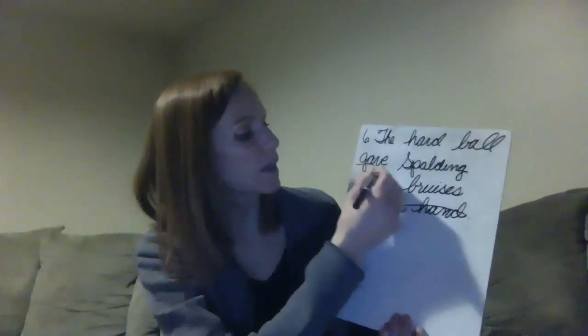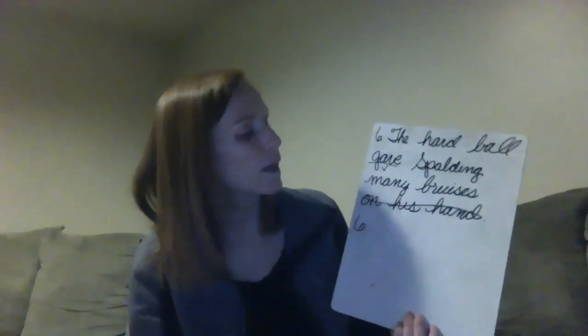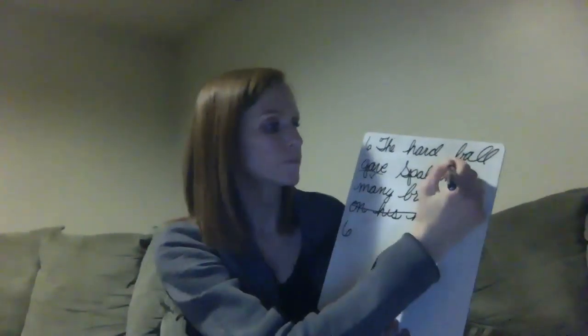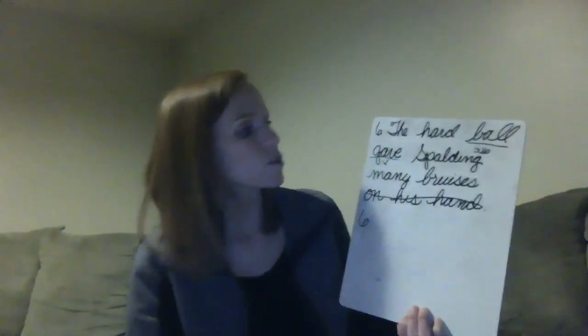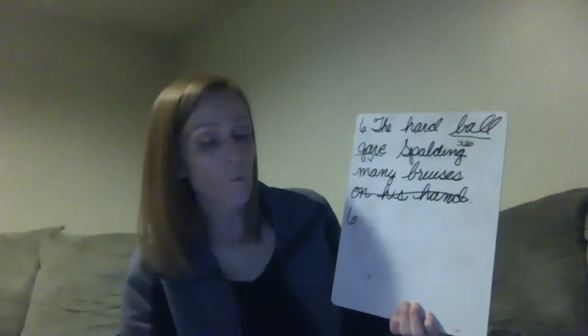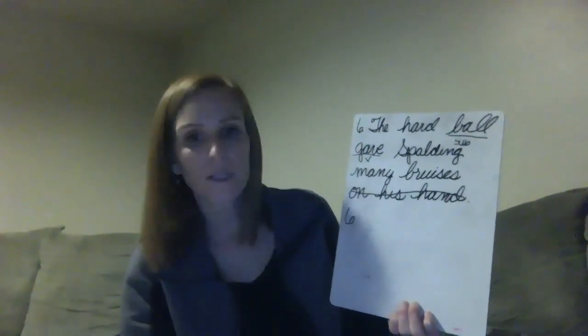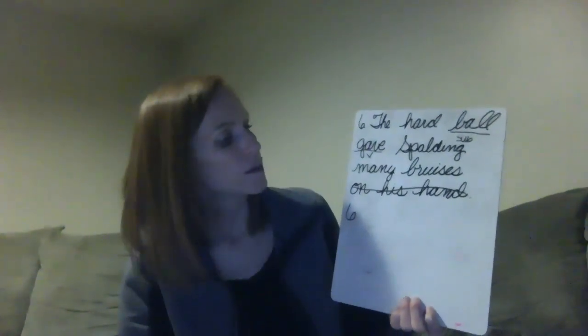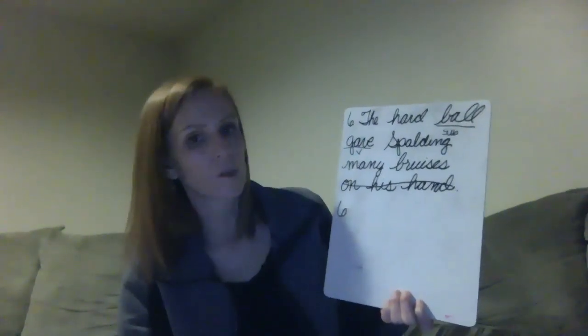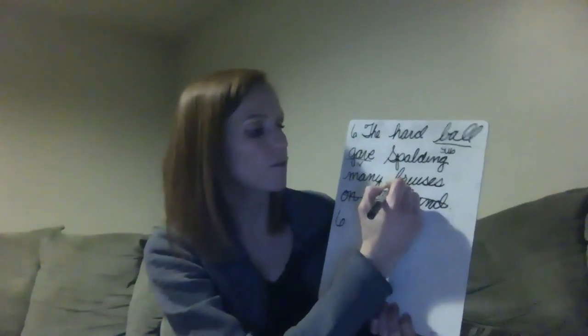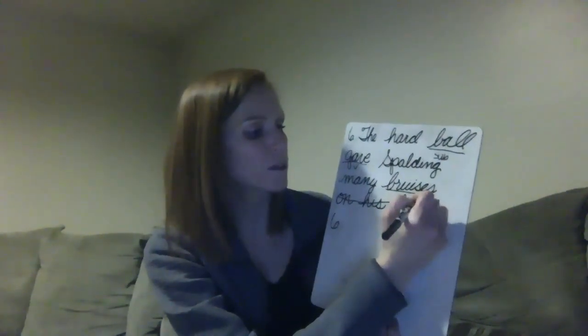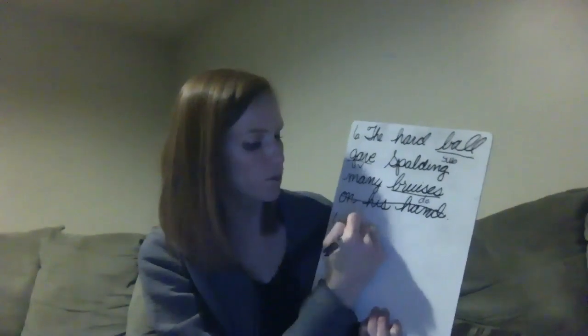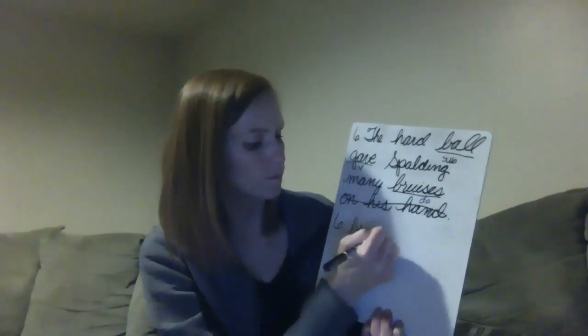Our verb is gave. Who or what gave? Ball. Right, and then hard and the, we have an article and we have an adjective, but this is our subject. So the hard ball gave what or whom? What did the hard ball give? Spalding many bruises. So what did it give? It gave bruises. So my direct object is bruises. So I'm going to write bruises.